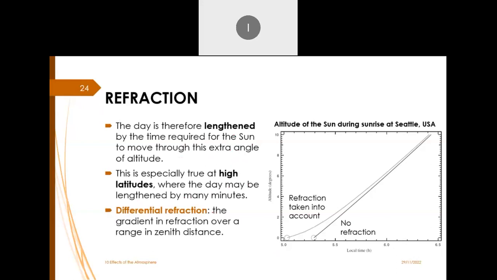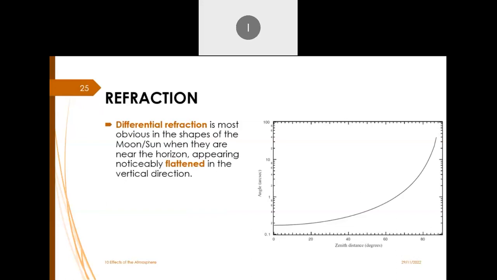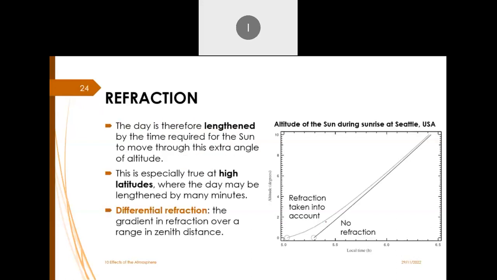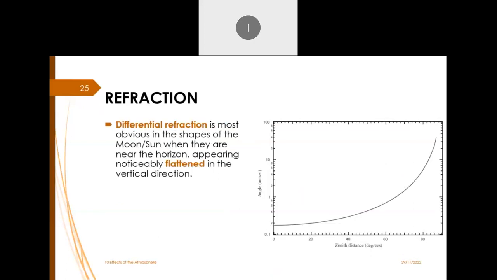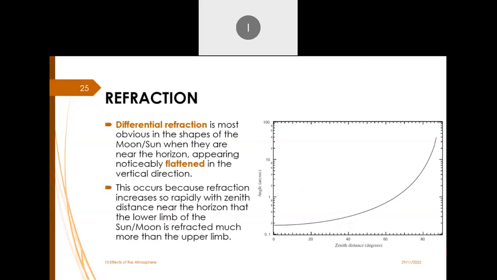So this is the differential refraction, the gradient in refraction over a range in zenith distance. You can see here the difference when there is no refraction in this solid line, and where refraction is taken into account, the dotted line. This occurs because refraction increases so rapidly with zenith distance near the horizon that the lower limb of the sun is refracted much more than the upper limb.